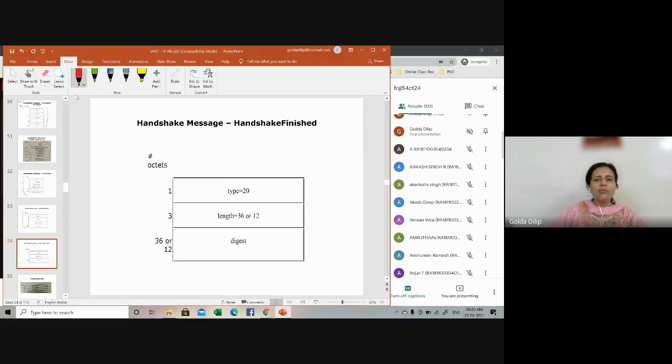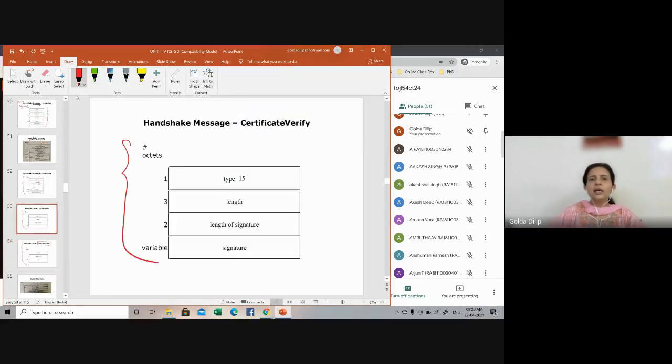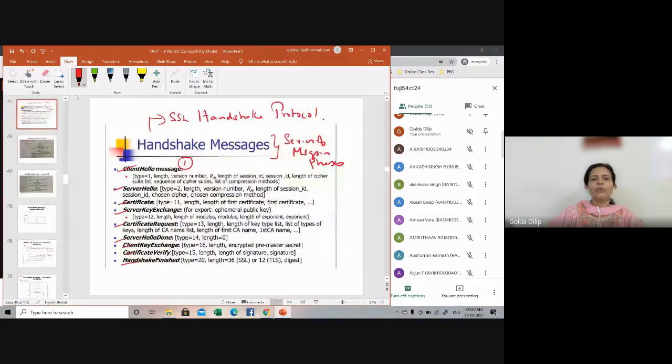Then, of course, you have the handshake finished. With this, we are also finishing. The handshake finished will be the last one. It ensures the integrity of the exchange, and it also proves the knowledge of the key. You are telling that you're finished with it. Handshaking is completed. So these are the various handshake messages which form a part of the handshake protocol.